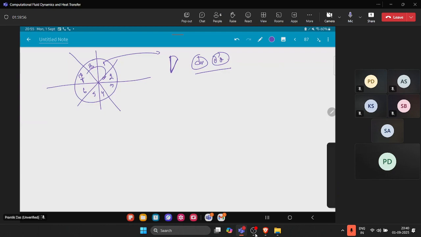So I'm basically going for Cartesian cells, but if I'm going for this kind of unstructured grid, then you have to use certain measures which are different from the one I'm teaching.